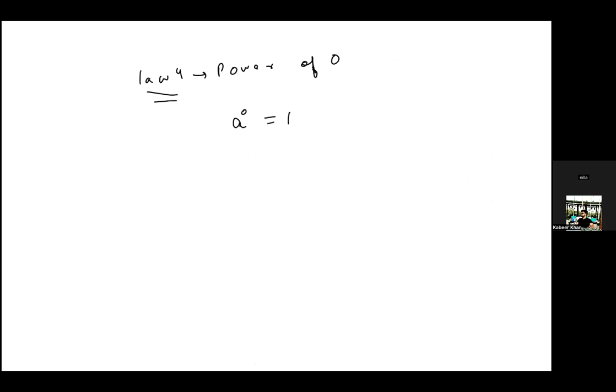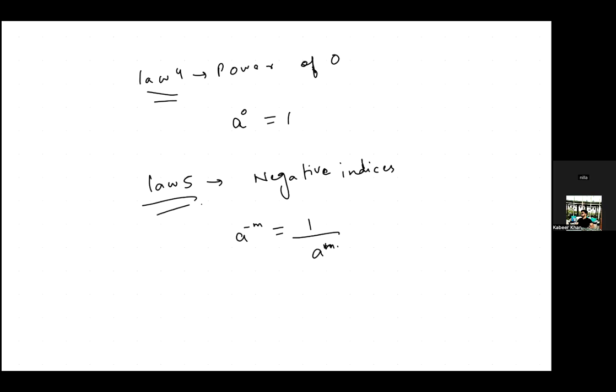Then you have law five, which is called negative indices. Negative indices: a to the power minus m equals 1 over a to the power m. Remember that. I will be giving you examples of these also, no worries. I'm just telling you all the laws first before I tell you anything else.